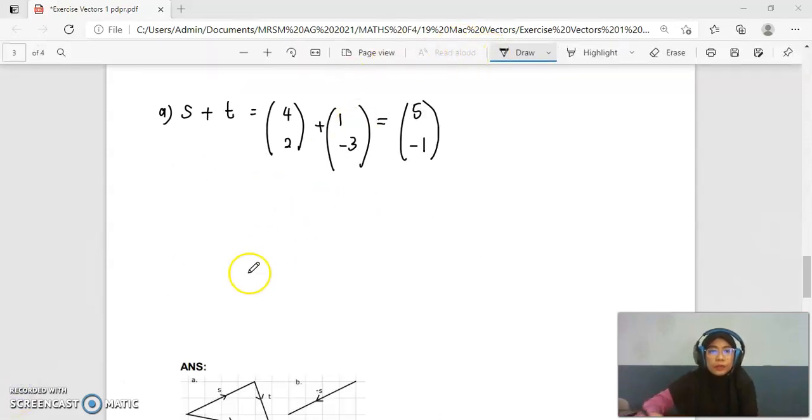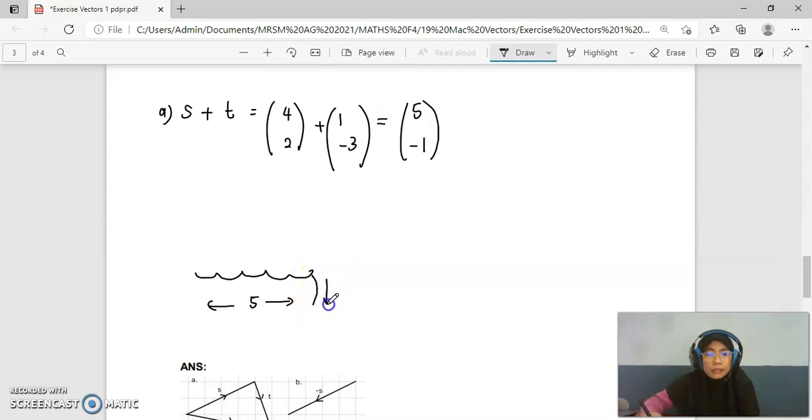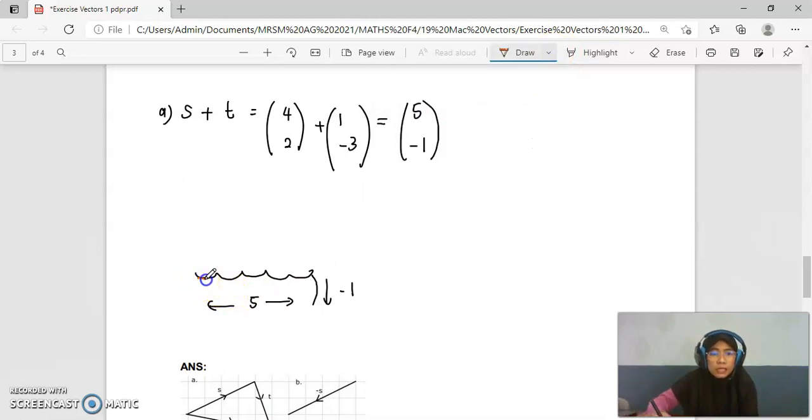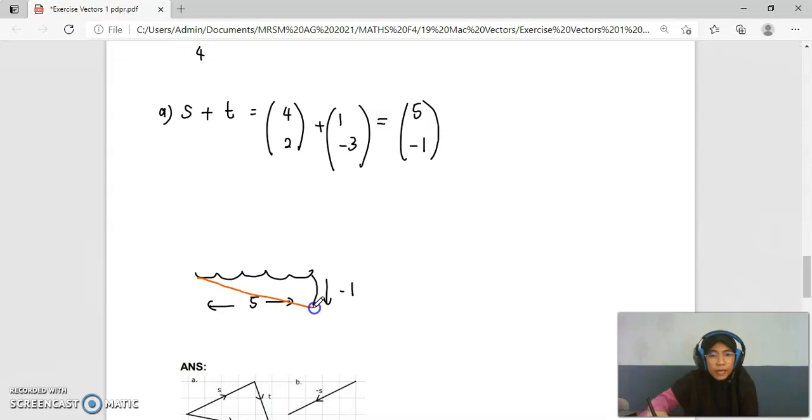Okay, so we continue with drawing s plus t. So s plus t is 5 to the right. Okay, 1, 2, 3, 4, 5 to the right. Okay, and then 1 downwards, negative 1. So the line is st. Okay, I use orange color. This is the line of st. We start here, ending here. So this is s plus t.